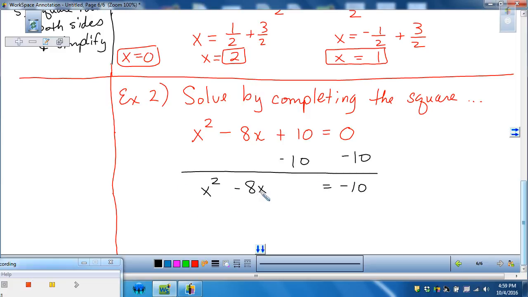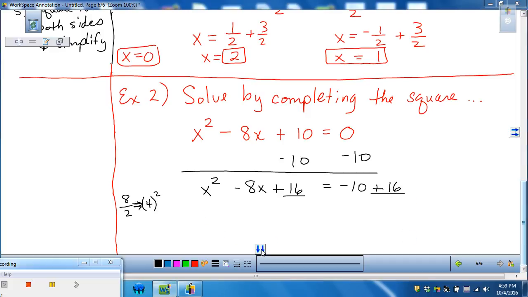Next step, we're going to take half of 8. Half of 8 is 4. And we want to square that. And that's the number we're going to add to both sides. So we're going to add a 16 on the left side. We're going to add a 16 on the right side.